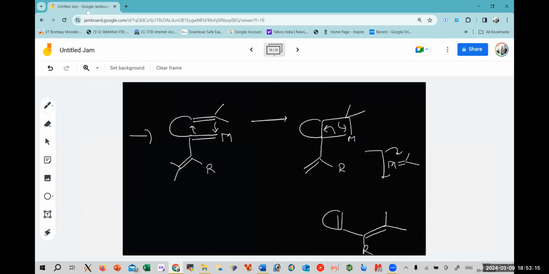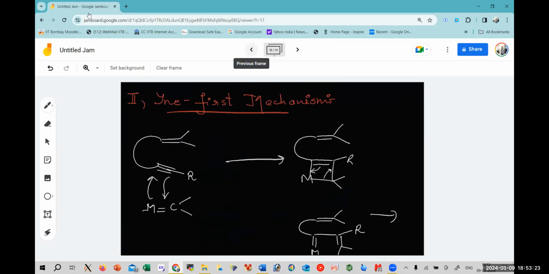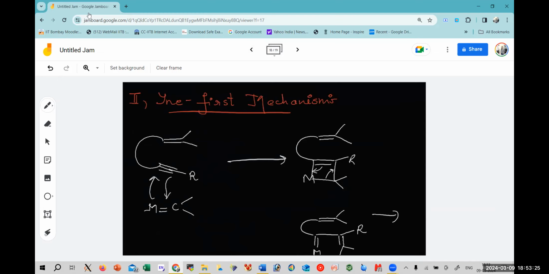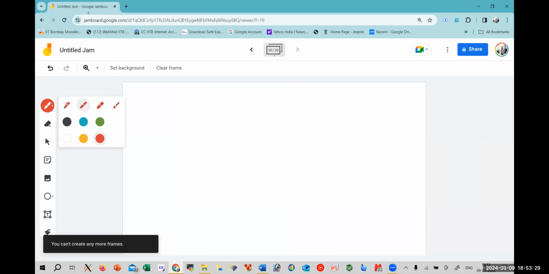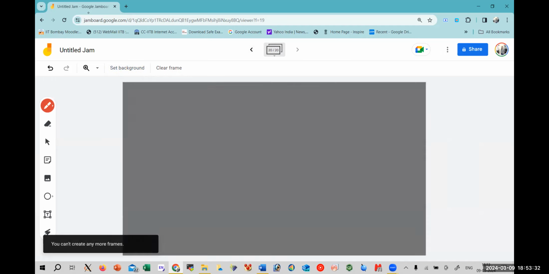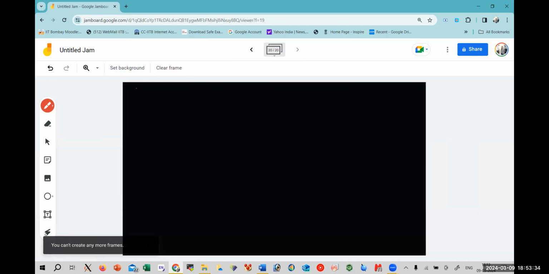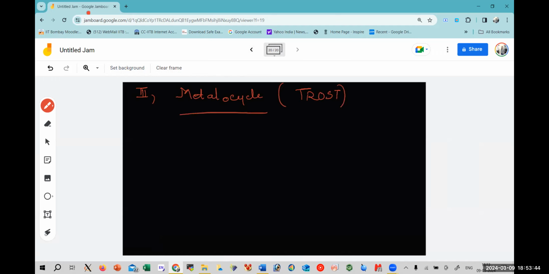So this is your ene mechanism, which is being shown over here. It follows this particular path. So this chain could be any number, and this would go following this particular route. Followed by, we have the third type, which is the metallocycle, given by Trost.